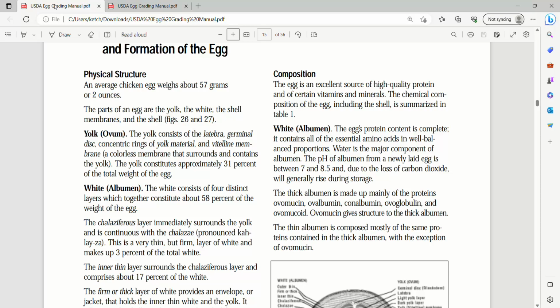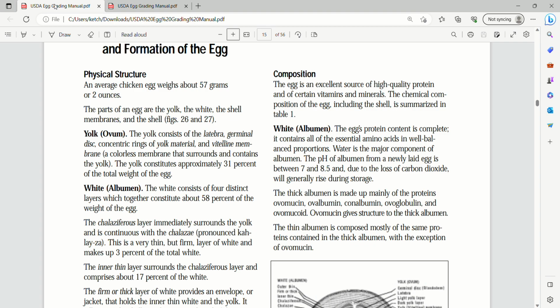Composition. The egg is an excellent source of high-quality protein and of certain vitamins and minerals. The chemical composition of the egg, including the shell, is summarized in Table 1. White, albumen. The egg's protein content is complete. It contains all the essential amino acids in well-balanced proportions.